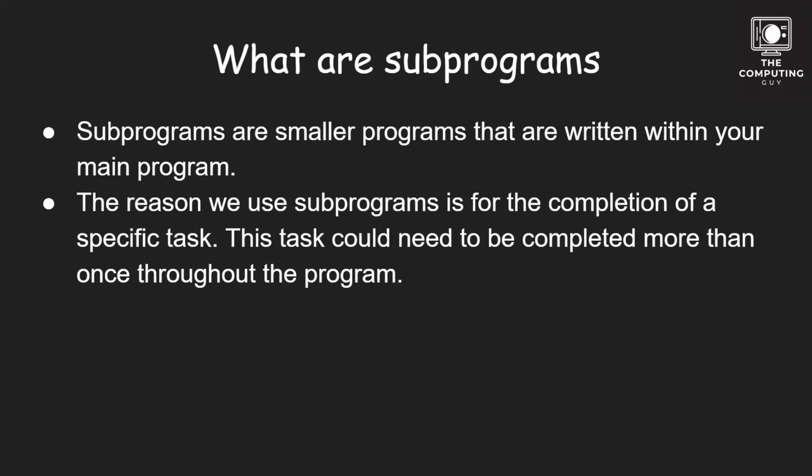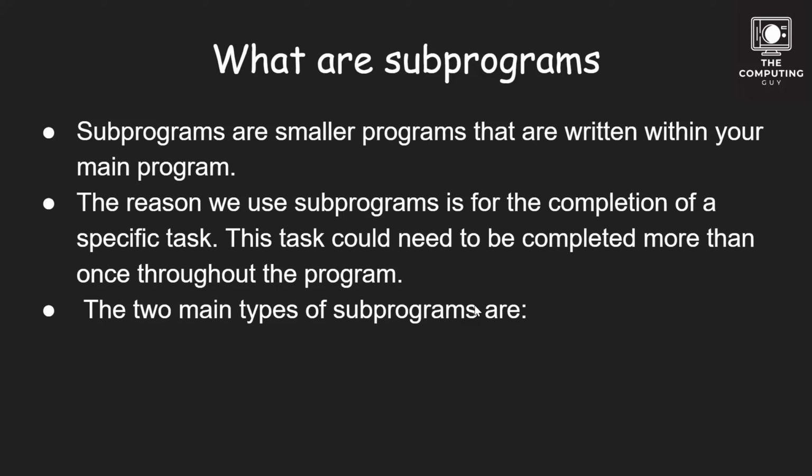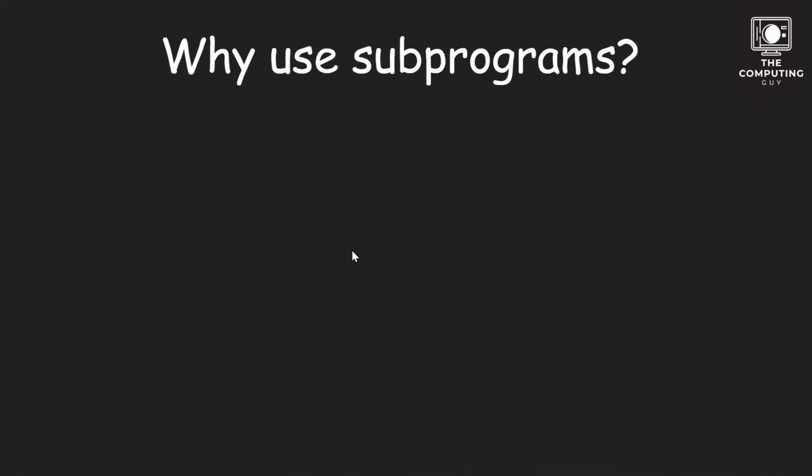But again, going back to the subprograms, the subprograms hold a particular set of code which runs a specific task. And throughout the program, we'll call the subprogram to perform this task. Now, the two main types of subprograms are functions and procedures. And let's look at, so why use subprograms?